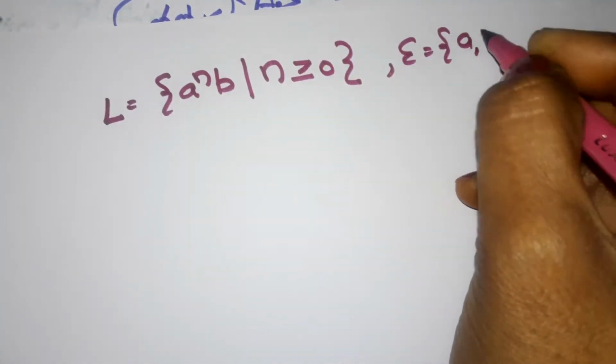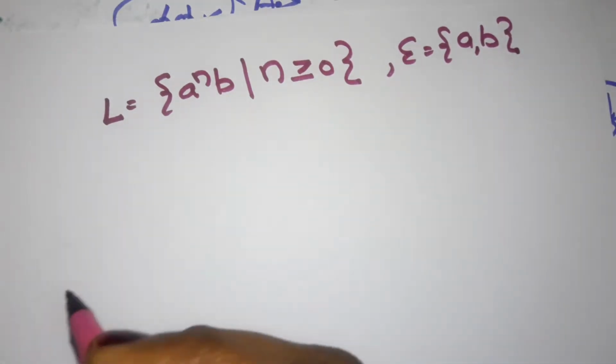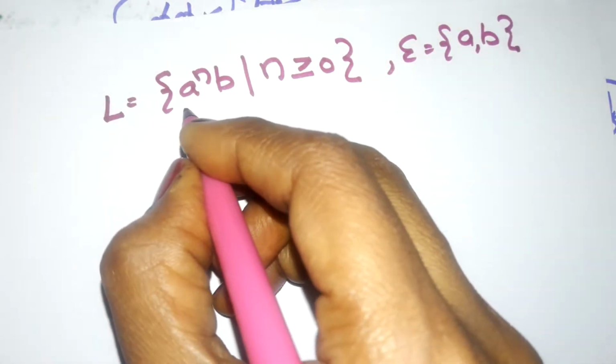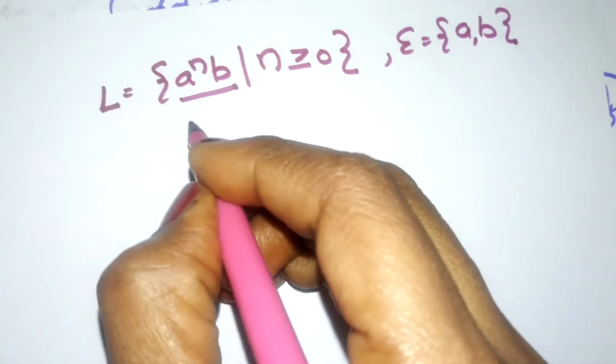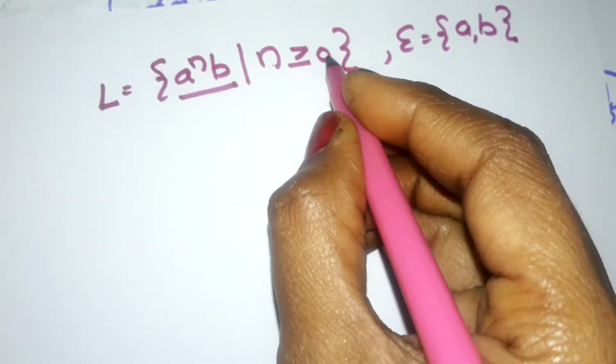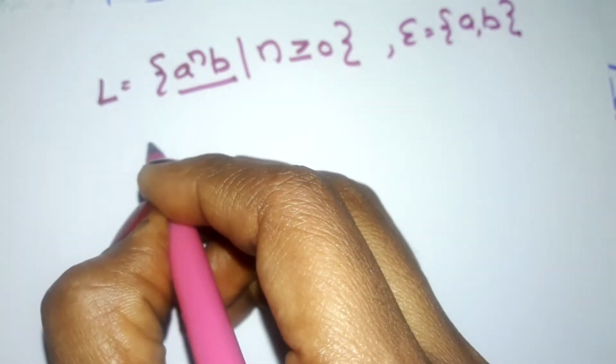Next topic is to design a DFA for the language L = {a^n b | n ≥ 0}, where sigma is {a, b}. So here you need to design a DFA for the language L = a^n b. In these cases you need to consider that n is greater than or equal to 0, which means that you start with n equal to 0.